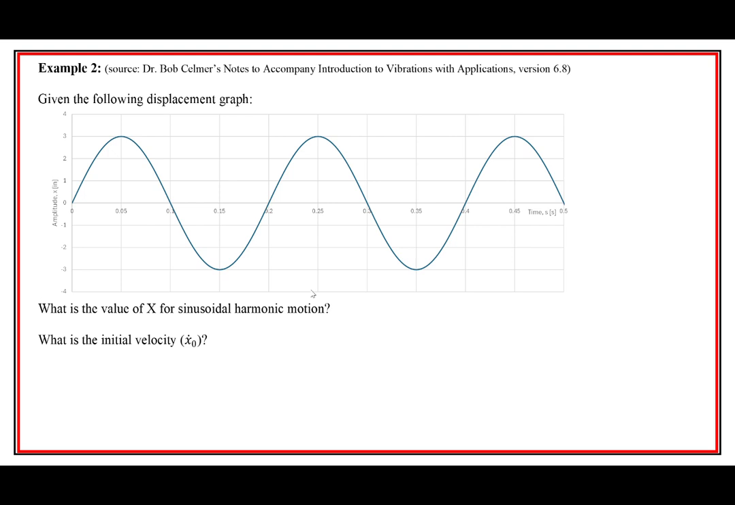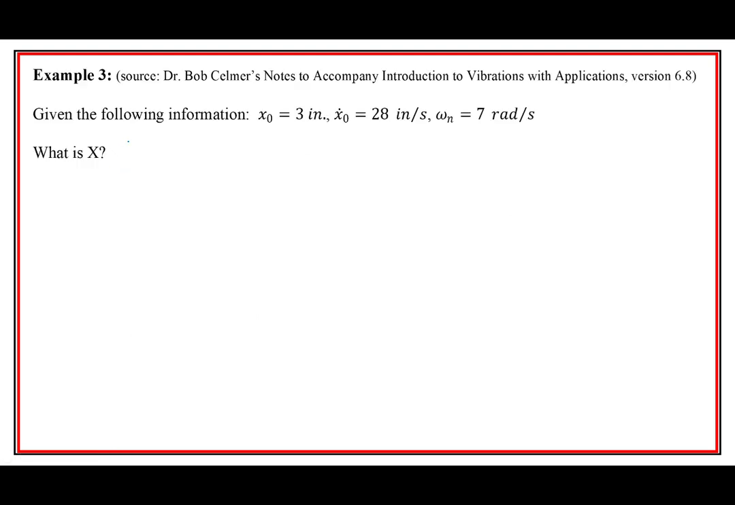Here's example 2 from Dr. Bob Selmer's notes to accompany the introduction. And we want to find, given this graph, what is the value of x for sinusoidal harmonic motion? We can see that it starts off there at 0. So that's a clue that this is a sine wave with the phase angle of 0, because it starts right there. Its amplitude is going to come up right here.